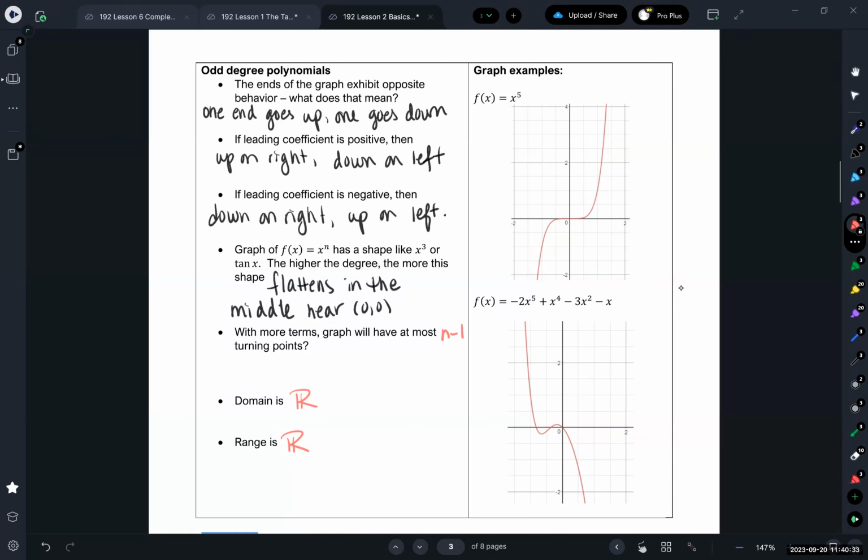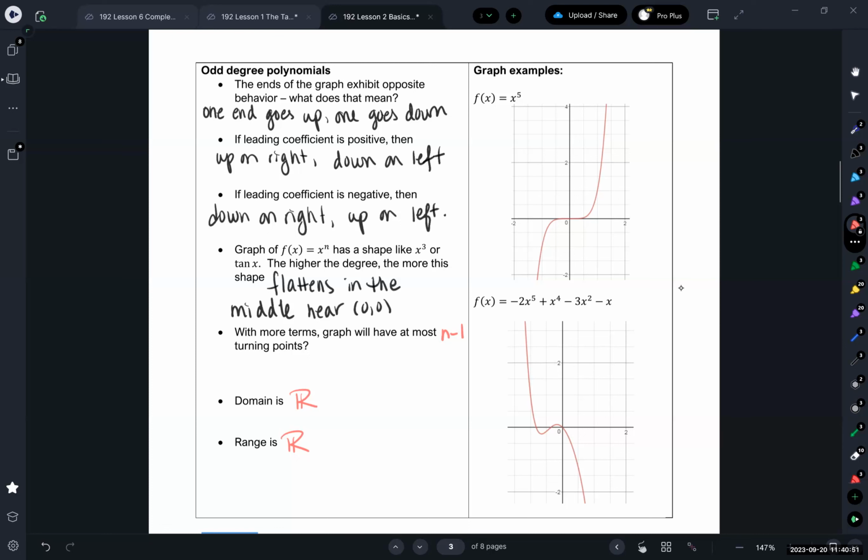Now our end behavior is switched. It is going to be opposite. So it'll go up on one end and down on the other. If I have a positive leading coefficient, it's up on the right, down on the left. If I have a negative leading coefficient, it's down on the right, up on the left.